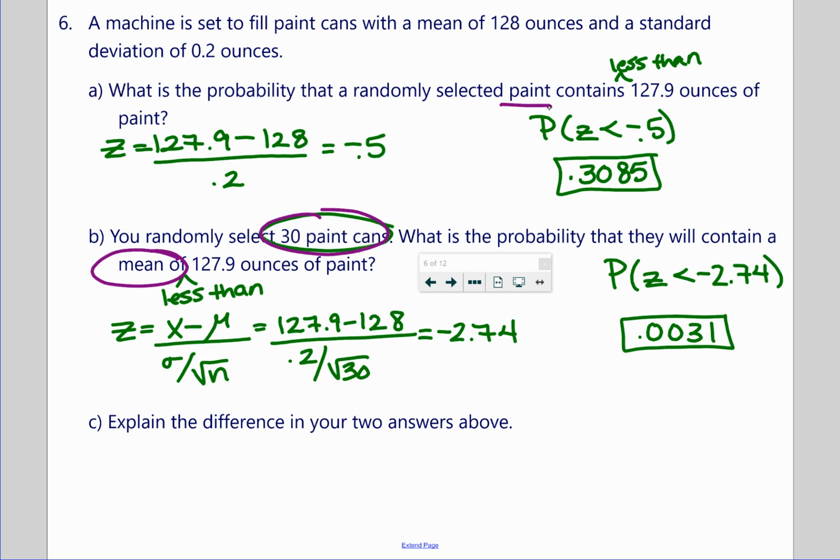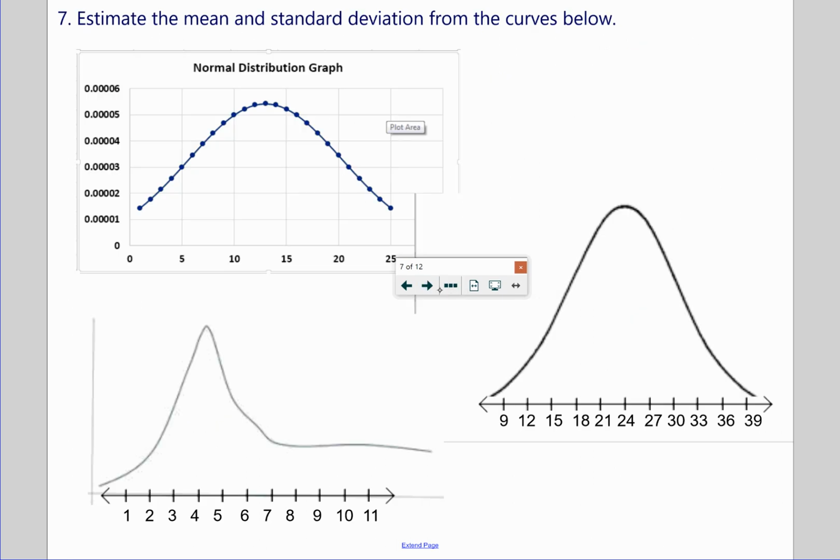All right. Number 7. We have some distribution charts here, and we are going to estimate just from the picture the mean and the standard deviation. Because you're estimating here, you're going to have a range of numbers that you can give me that would get full credit. You don't have to have the exact same number that I have here necessarily, but it should be close.